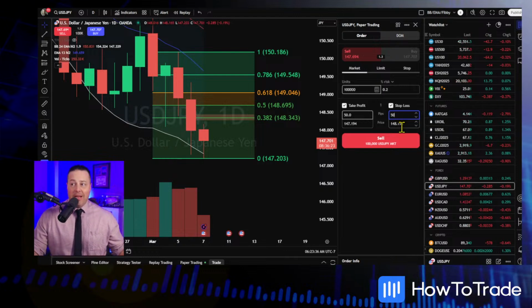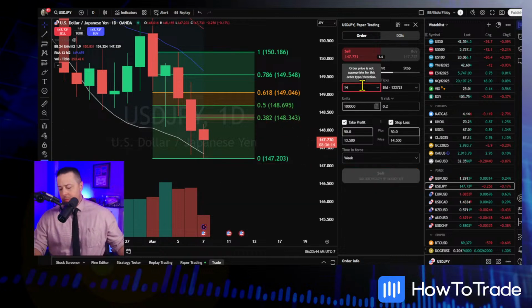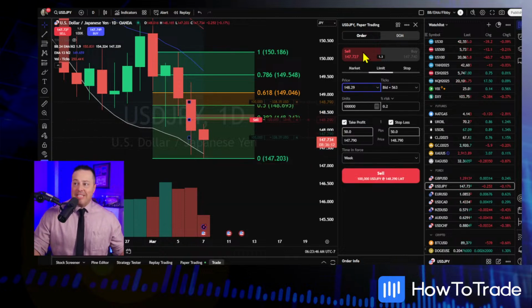Now, if we do get elected, I'm going to manage this one on the fly to sort of show you exactly what I'm looking at here. Where do we want to sell at? I want to be at 148.29. Now, that's a sell limit order. That's going to stay in the market until we are elected.